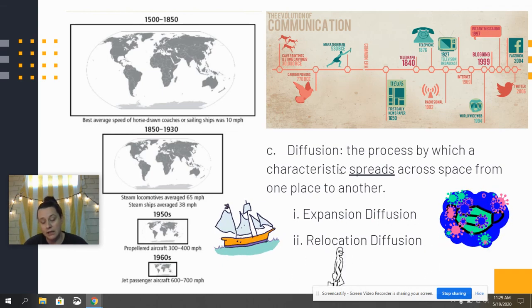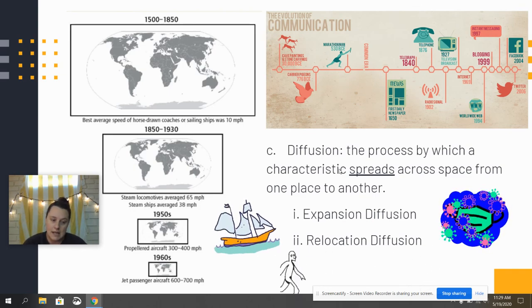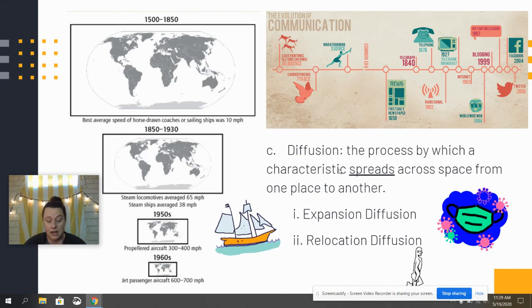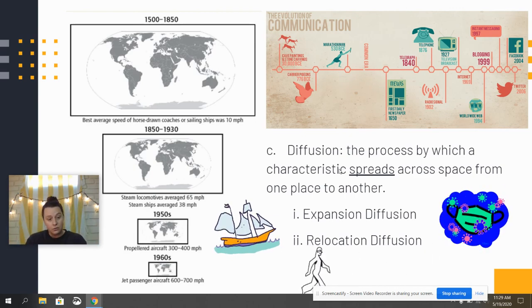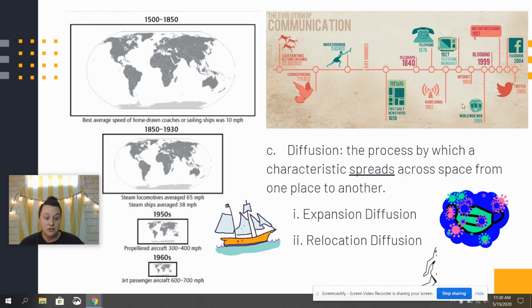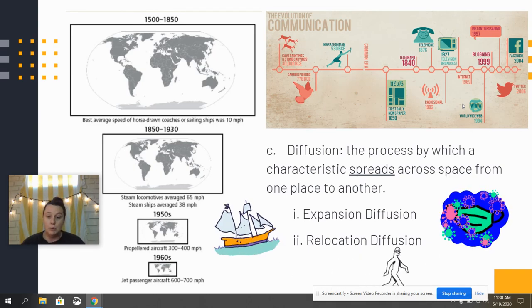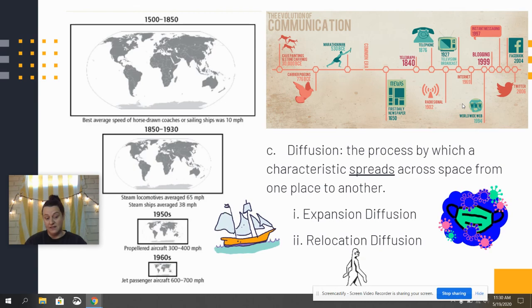Okay, so before we move forward, I just want to quickly introduce you to the idea that there are different types of diffusion. We're going to cover this a lot more in Unit 3. However, I want you to basically know the two major categories of diffusion: expansion diffusion and relocation diffusion. Expansion diffusion is the idea that characteristics spread to the people that are around that initial hearth, or the initial start of a characteristic. So, for example, I've got the mask here, right? Think about expansion diffusion like an illness. If I sneeze on you, chances are that if I'm sick, you will probably contract whatever illness that I have, right? I'm expanding to the people around me that characteristic of illness.